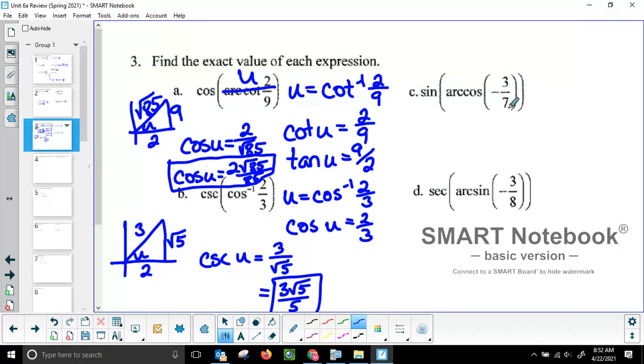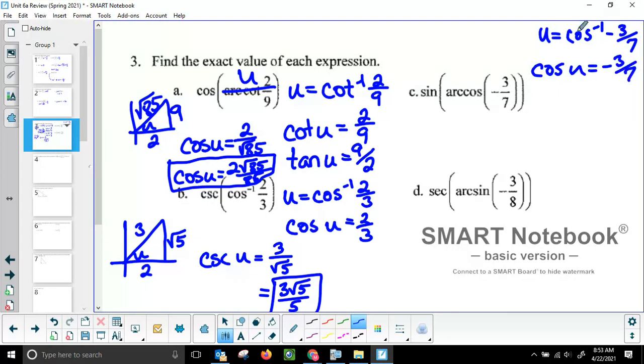Let's go up to part C. Same thing going on here. Arc cosine is the same as inverse cosine. So we say, okay, u is going to equal the inverse cosine of negative 3/7. So again, we want to undo our inverse cosine. So we take the regular cosine of both sides.